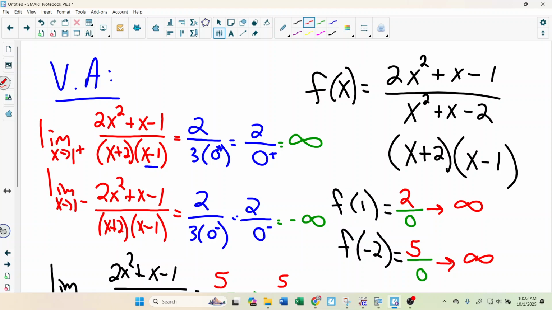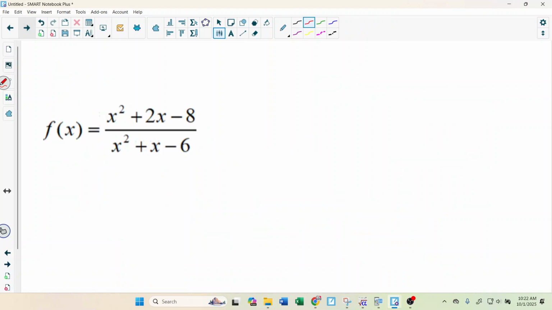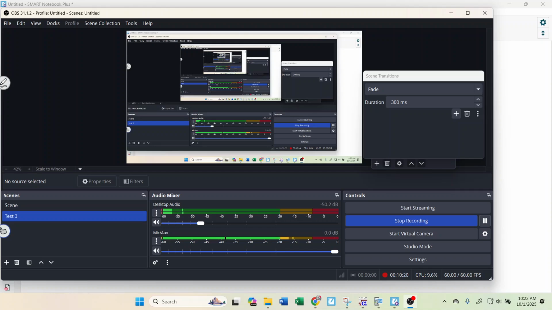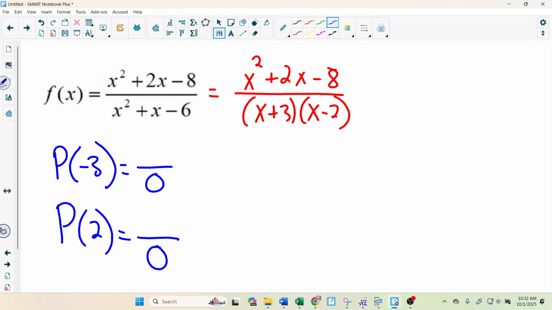If you have space, or if you want to grab another piece of scrap paper, let's do the same thing. Find the vertical and horizontal asymptotes of that function. So find the vertical and horizontal asymptotes. Okay, one second. So, factor the bottom.